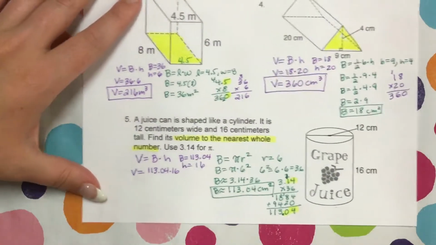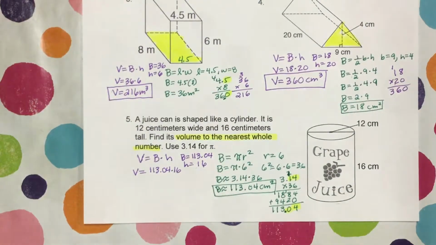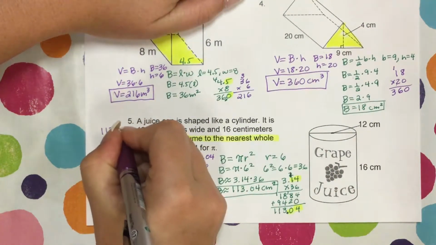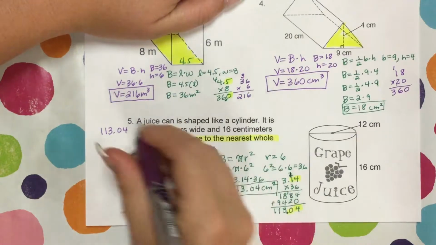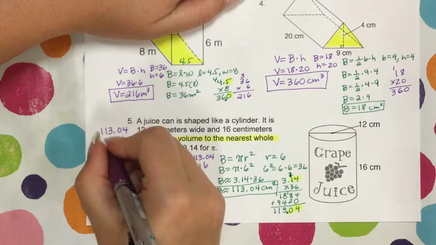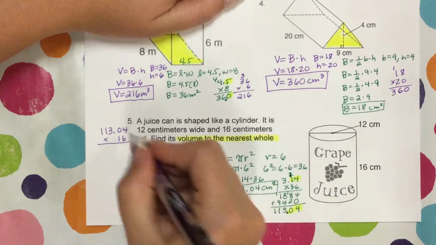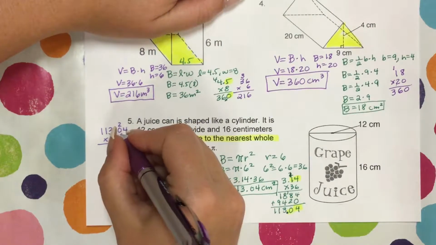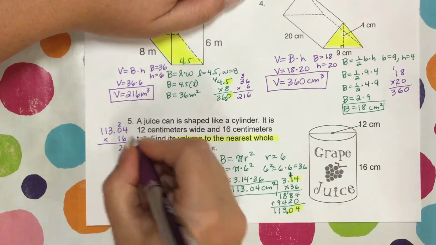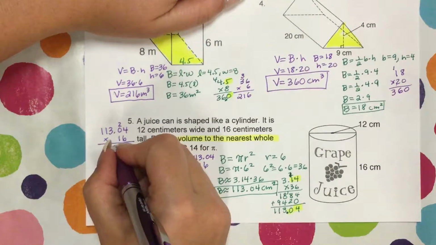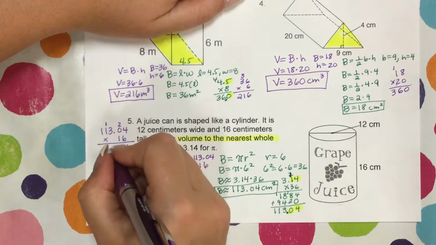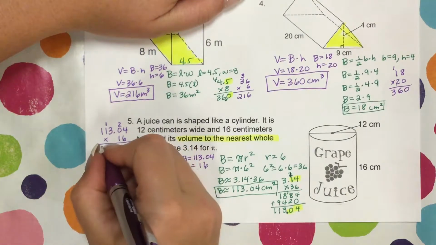I'm going to go ahead and do that multiplication right over here on the side. So I'm going to have 113.04 times 16. Okay. 6 times 4 is 24. Write the 4, carry the 2. 6 times 0 is 0, plus 2 is 2. 6 times 3 is 18. Write the 8, carry the 1. 6 times 1 is 6, plus 1 is 7. 6 times 1 is 6.